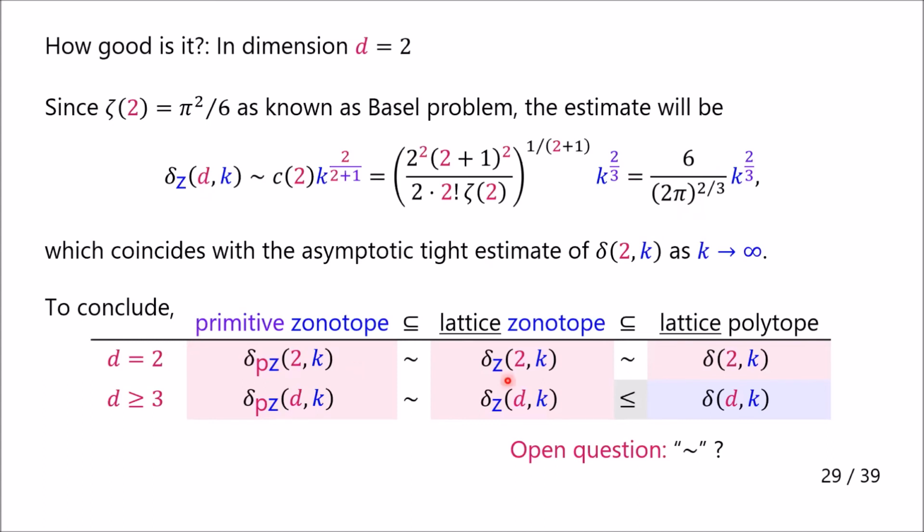So to conclude what I mentioned so far, when k goes to infinity in dimension 2, these three have the same asymptotic bound: primitive zonotope, lattice zonotope, and lattice polytope in dimension 2. And for any fixed d in higher dimension, these two have the same asymptotic bound. But we are not sure about this one, which remains as an open question.